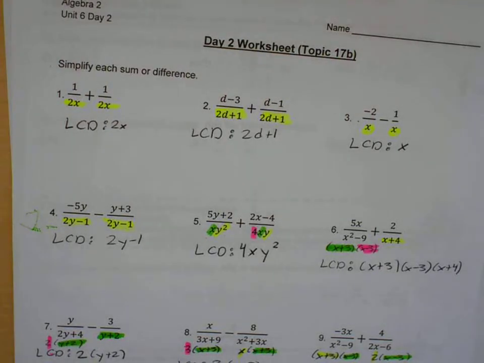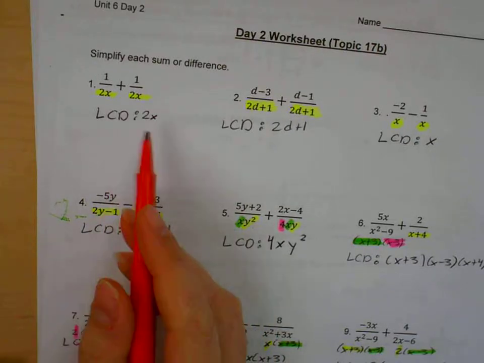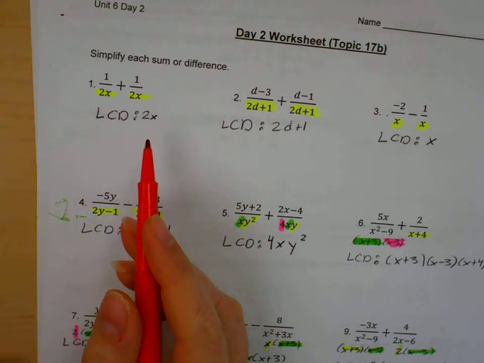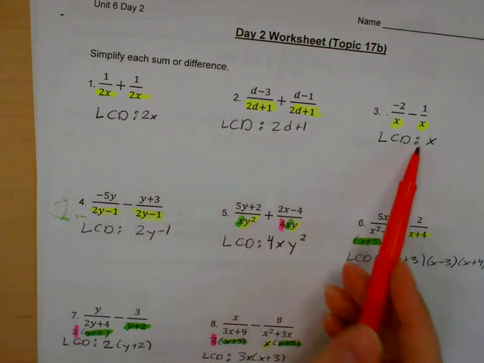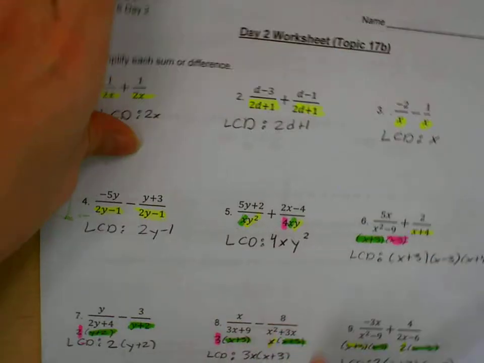Okay, we're back on Unit 6, homework, day 2. So the first video was how to find the least common denominators. Now this video is going to be how to write the fractions after I have found the least common denominators. So on number 1, we already have a least common denominator, so we're good. We're good on 2, we're good on 3, we're good on 4. We're good till we get to 5.